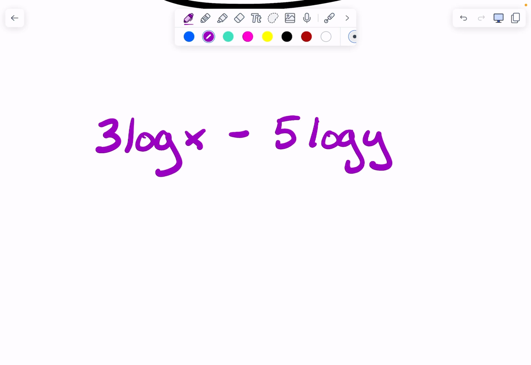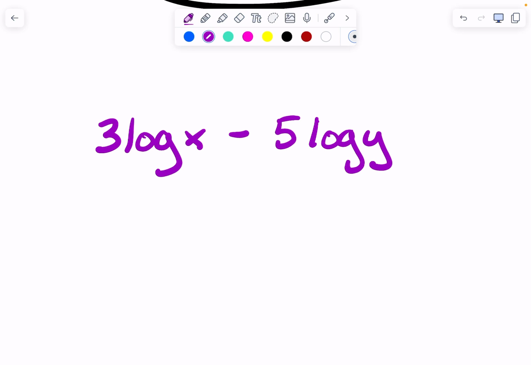When you move them to the back, that becomes x cubed, not 3x. And you need a log in the front. Log doesn't go away. It just becomes 1 log. Make sure you still have a log in the front. You only have 1 log now. Log of this over this.